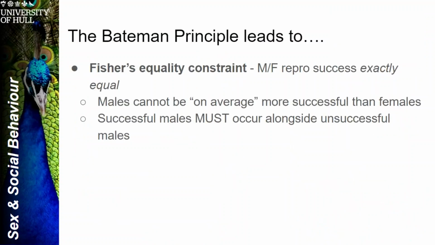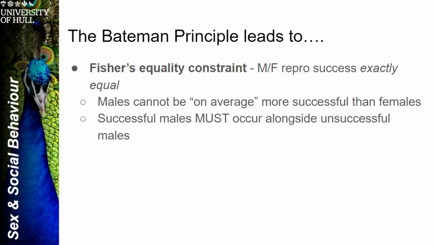This Bateman principle then leads to something called Fisher's equality constraint. So onto this, you just add the concept that males and females, on average, absolutely have to, it is mathematically certain that males and females must, on average, have the same reproductive success. And that is because, there's a beautiful paper about this called It Takes Two to Tango.